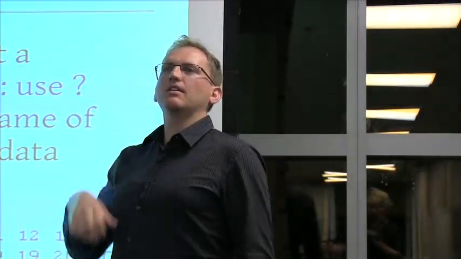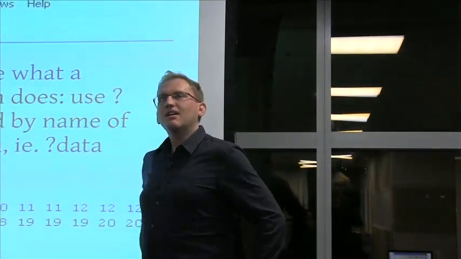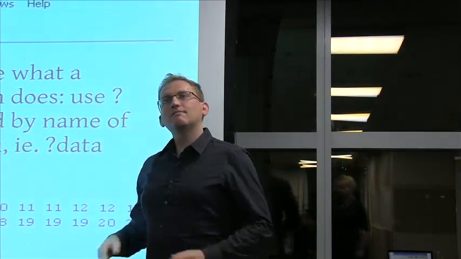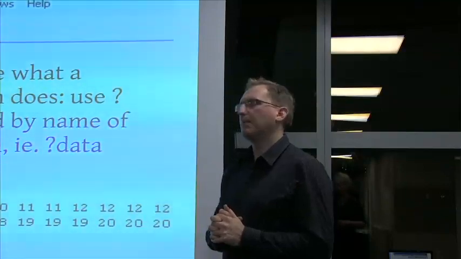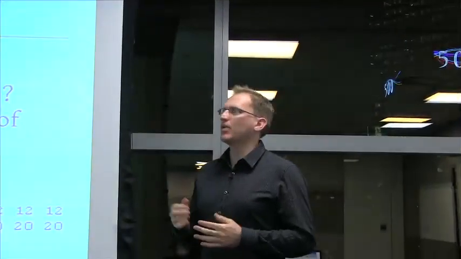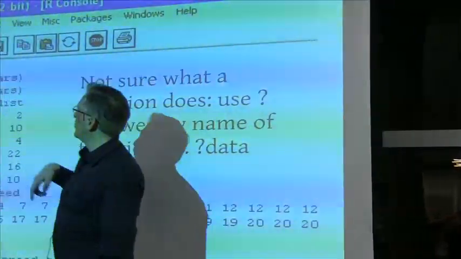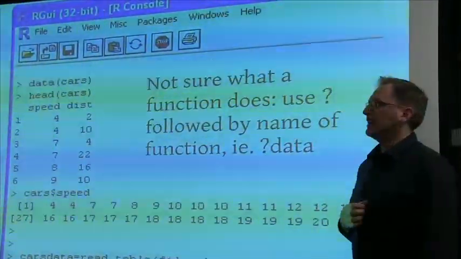There's a question at the back. I was just going to say, if you just run the data function, it'll tell you which data sets are available. There we go. So just data bracket bracket? Yep, excellent. Data bracket bracket will give us a list of what is in your particular version of R. So if we go data bracket cars, it's going to read it in.